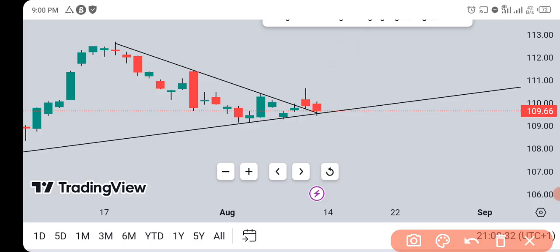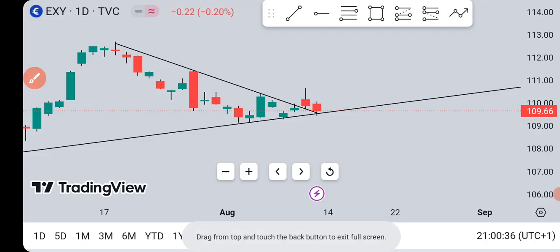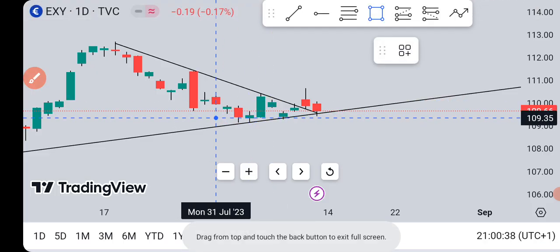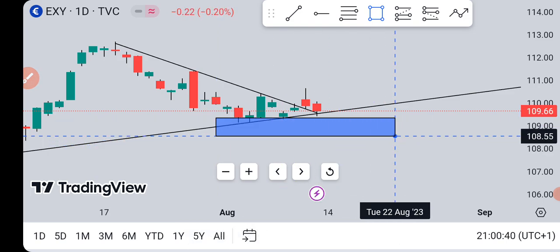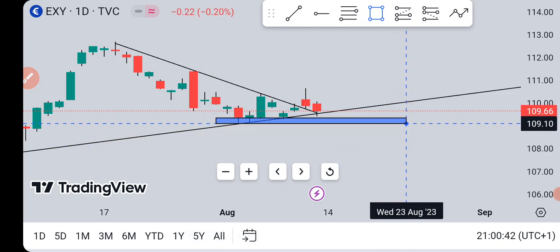Now don't forget, we also have our resistance down here. So the market can easily come and get another test of this resistance before pushing to the upside.